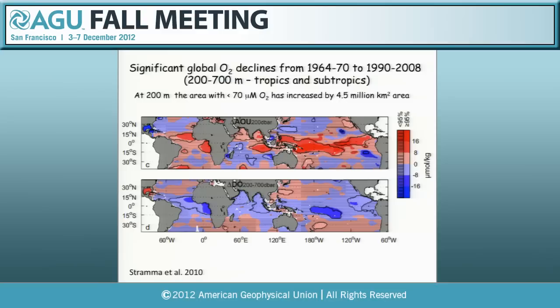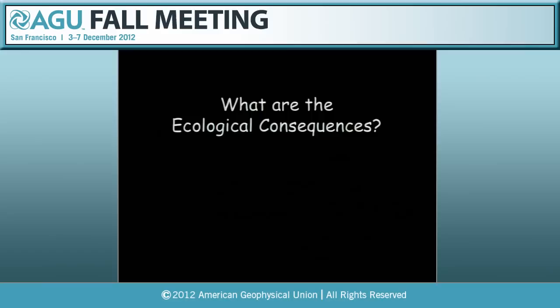These are midwater declines here between 200 and 700 meters. And this is an increase in apparent oxygen utilization and decline in oxygen concentrations. And so there's a much larger surface area of the ocean now that has hypoxic conditions. Well, what are the ecological consequences of this?